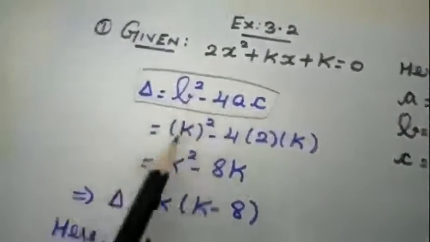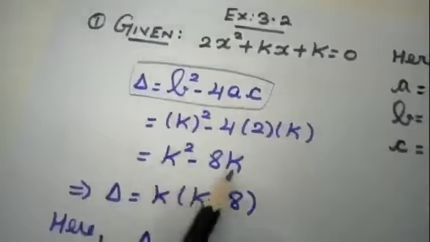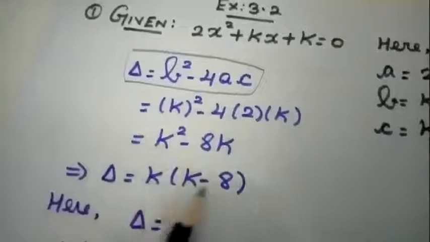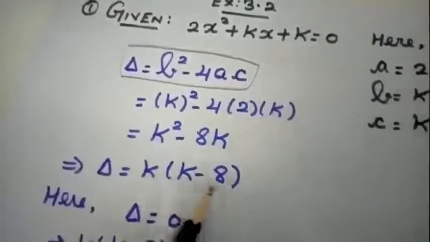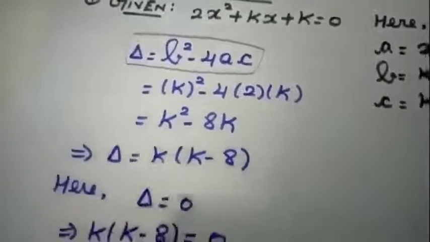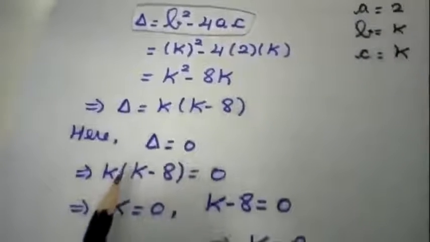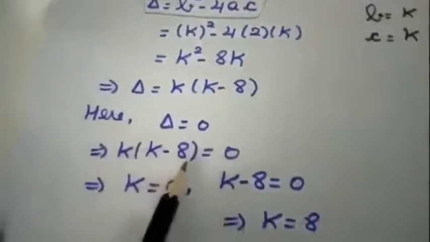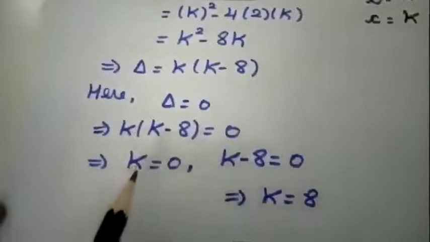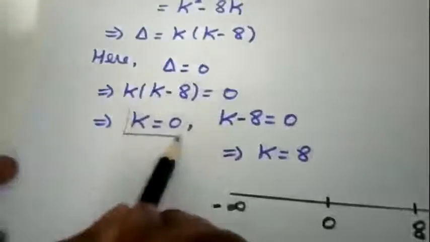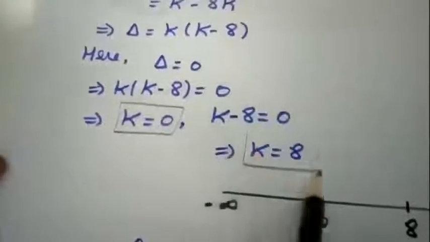Substitute the values, you will get the answer k square minus 8k. I am going to take k outside, that is delta equal to k into k minus 8. Since they have given that delta is real, I am going to equate it to 0, delta equal to 0. So if I equate, I will get k equal to 0 and k equal to 8. I will get these two answers.